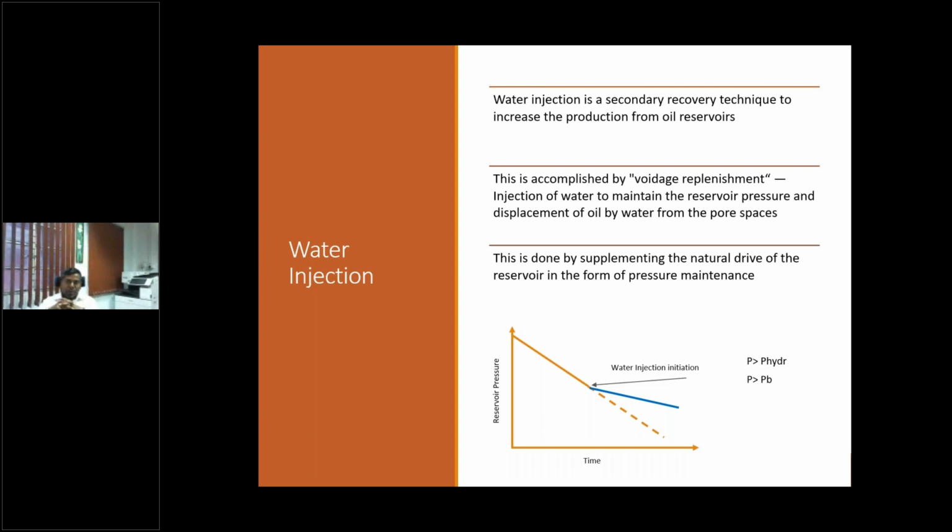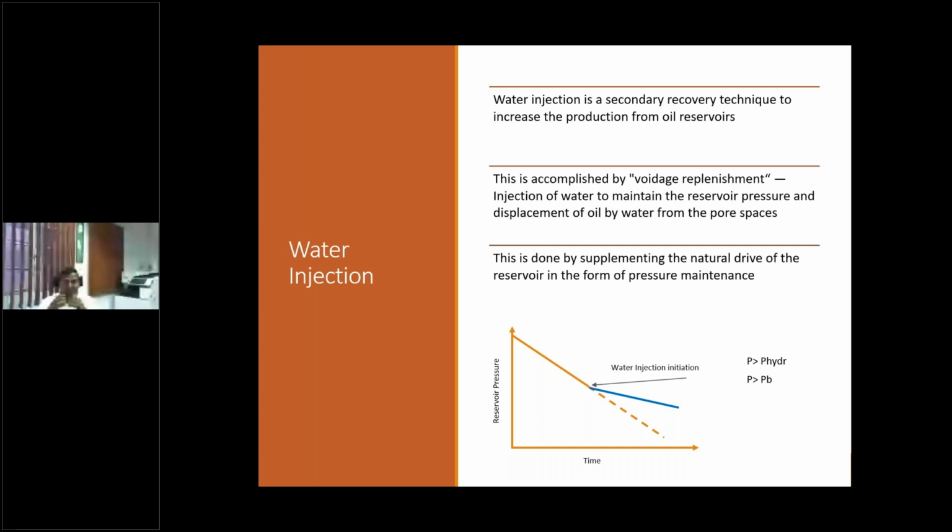The first is the pressure should be greater than hydrostatic pressure, and it should be greater than bubble point pressure. For the knowledge of all, I will just reiterate the definition of bubble point pressure. It is the maximum pressure at which the first bubble comes out of the solution. So we should avoid the reservoir pressure reaching bubble point pressure, and start initiating the water injection before the bubble point pressure. At the same time, the pressure should be greater than hydrostatic.